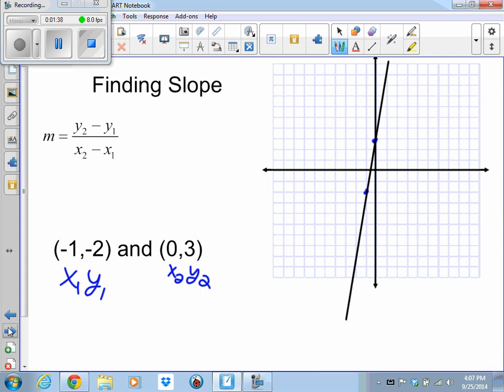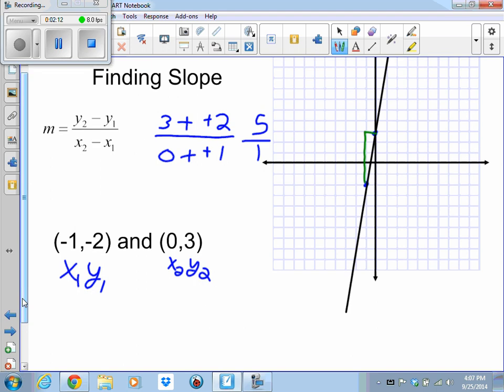Here we go. We have y2 is 3. We always write minus. And then negative 2 all over 0. We always write minus. And negative 1. 3 minus a negative 2 is the same as 3 plus 2, which is 5. And 0 minus negative 1 is the same as 0 plus 1, which is 1. My slope is 5. Again, you can see here, 1, 2, 3, 4, 5, and over 1.